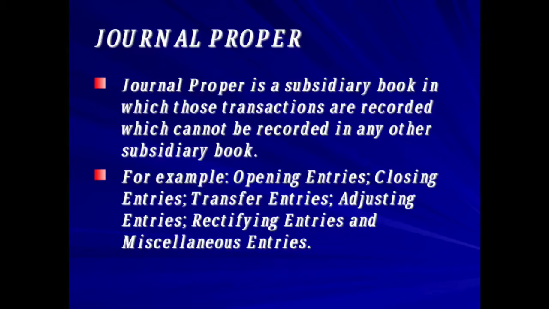We know journal, we have studied already, right? Journal proper is a subsidiary book in which those transactions are recorded which cannot be recorded in any other book. So we are going to record all the transactions here which are not recorded in any other subsidiary book, like purchase book, purchase return, sales returns, as well as cash book. Other all entries will be recorded in journal proper. For example, opening entries, closing entries, transfer entries, adjusting entries, rectifying entries, as well as miscellaneous entries, all will be recorded in journal proper here.